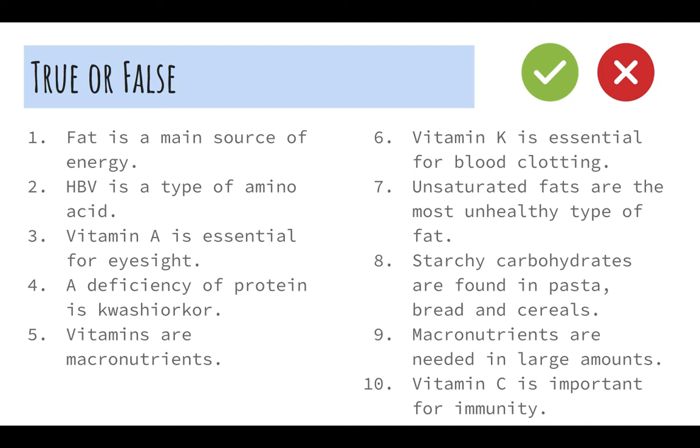Number 6, vitamin K is essential for blood clotting. I know you didn't write this one down, but you may have picked it up from the video. This is actually true. Number 7, unsaturated fats are the most unhealthy type of fat. That is false. The most unhealthy types of fats are saturated and trans fats. Number 8, starchy carbohydrates are found in pasta, bread, and cereals. That is true. Number 9, macronutrients are needed in large amounts. This is true. And number 10, vitamin C is important for immunity. This is also true.